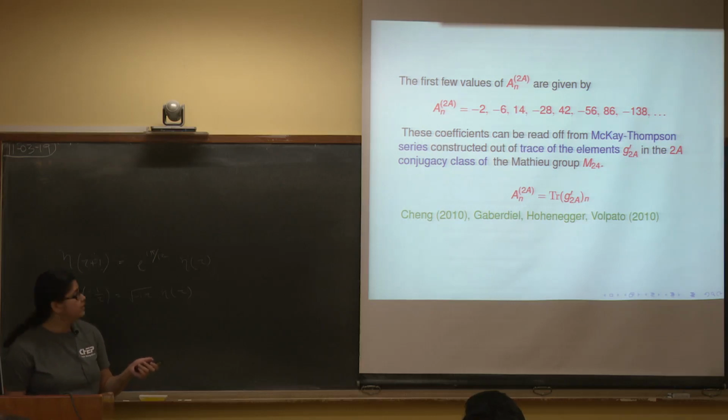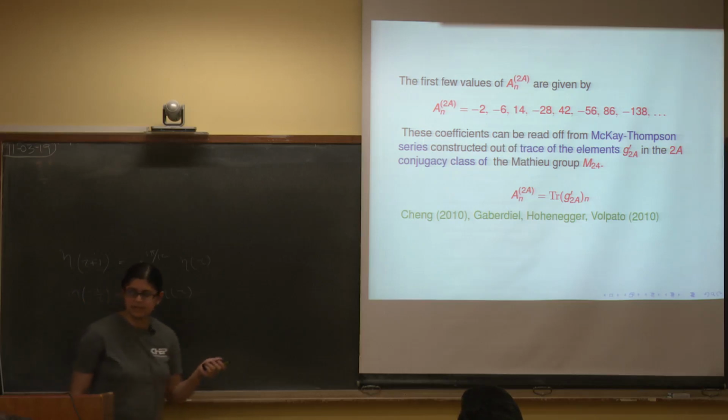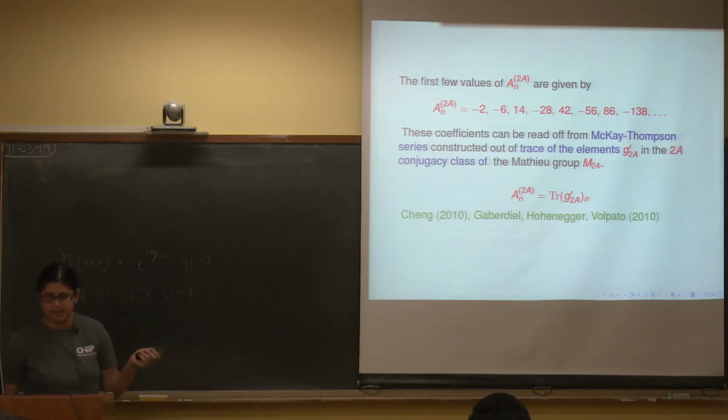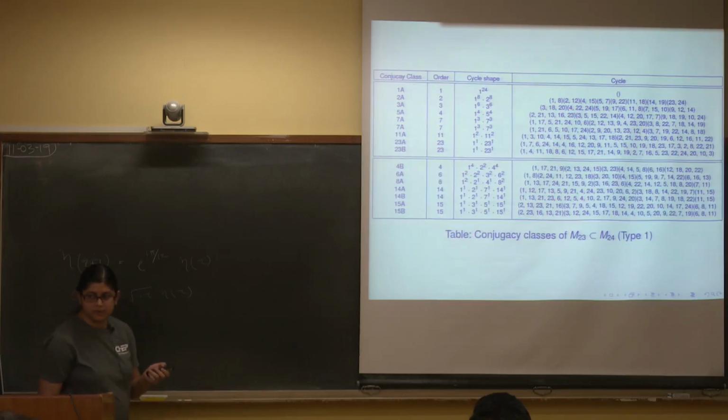Now, for the first few values of a and 2a I have also given here. It was checked by Eguchi, Cheng and Gaberdiel, and these coefficients can also be read off from the character table of M24. There are 26 conjugacy classes of M24. I have listed these classes over here.